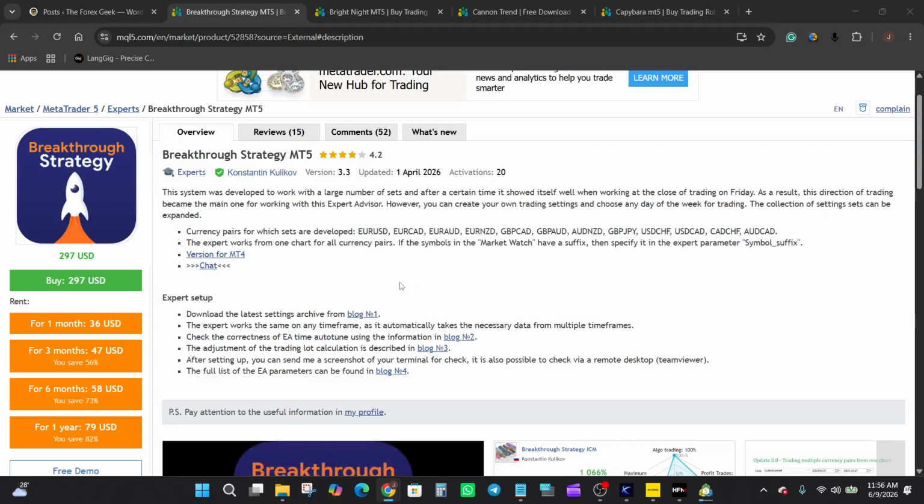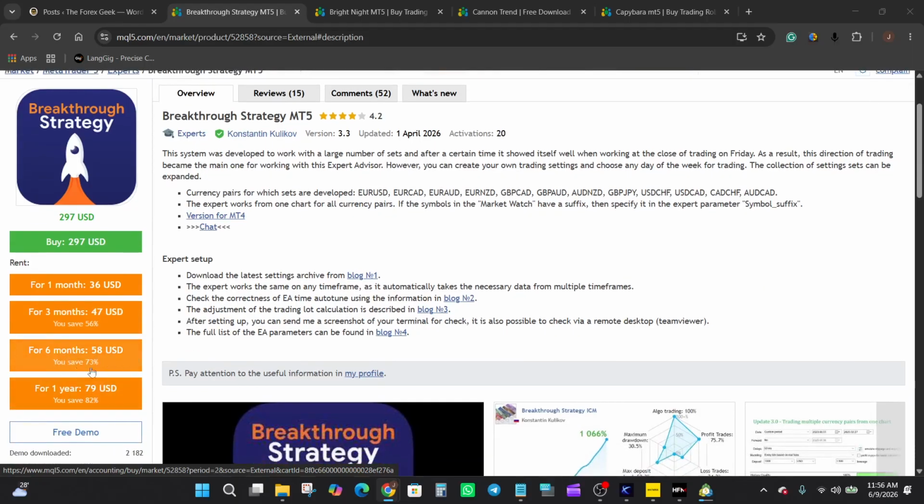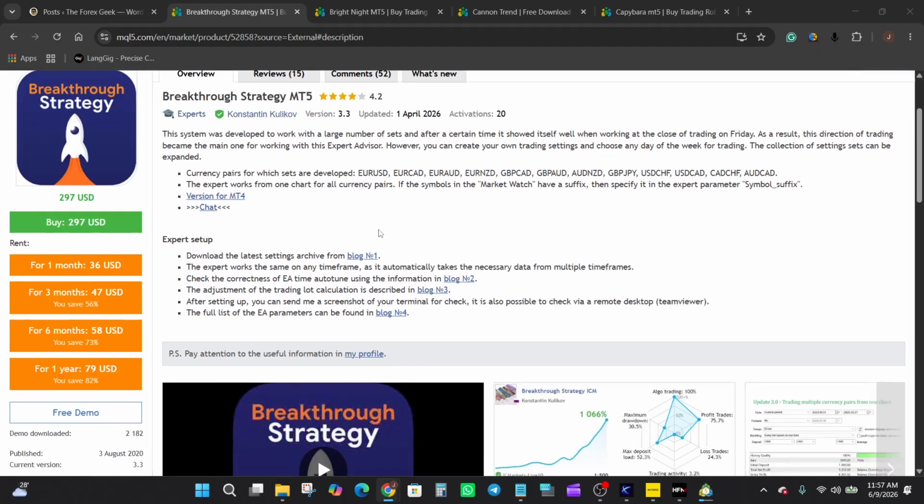Looking at the pricing, it's listed at 297 US dollars for purchase with rental options available as well, 36 US dollars for a month, and going up to longer term plans such as 47 US dollars for 3 months, 58 US dollars for 6 months, and 79 US dollars for a year. Okay, so that reduces the overall cost quite significantly. The latest version shown here is 3.3, updated in April 2026, and it has 20 activations available. So it looks like a fairly established product with ongoing updates.